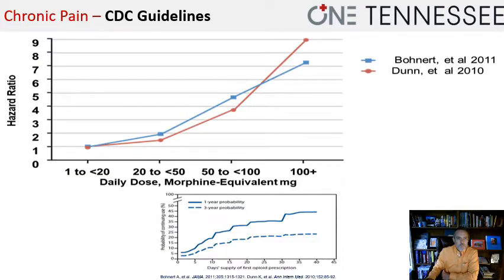When looking at the CDC guidelines, you can see that the risk or the hazard ratio goes up as the morphine milligram equivalents increase. So in general, when you get up above 50, you start to see an exponential rise in the risk or the hazard ratio. And when you get up over 100, that's where we see a lot of our unintentional overdoses happening.